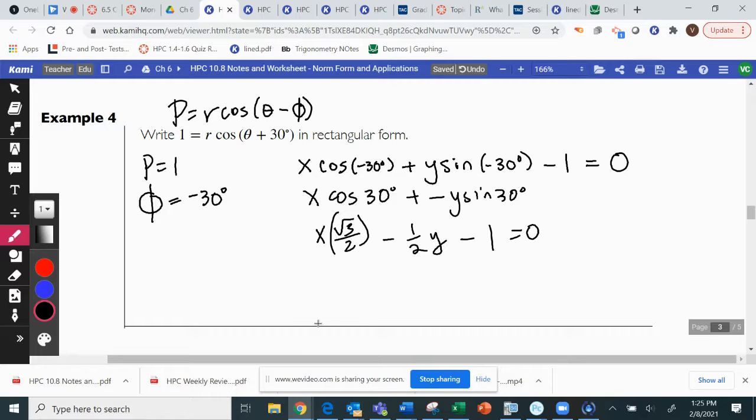Well, it says rectangular form, so technically this could be it. But if we were asked to put it in standard form, this would not be okay. It doesn't say put it in standard form, but I'm just going to go ahead and put it in standard form by getting rid of the fractions.